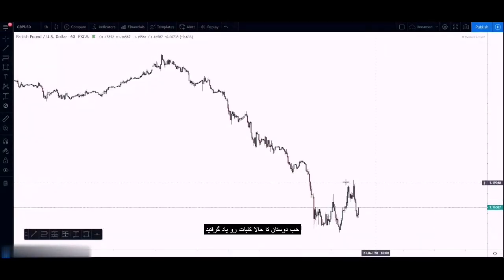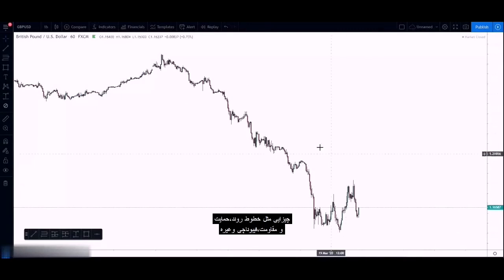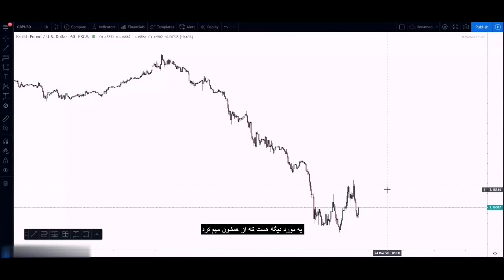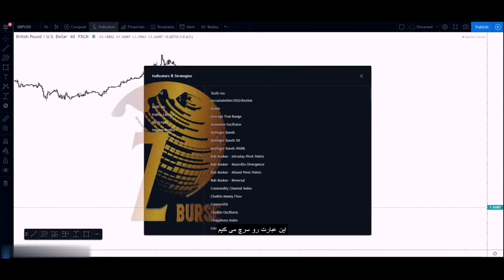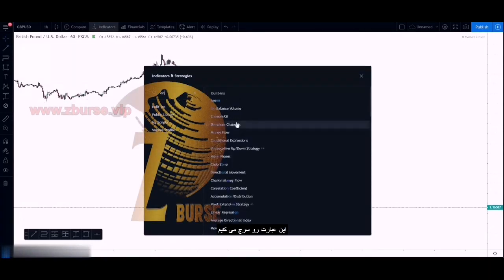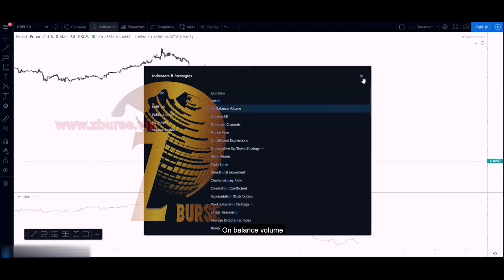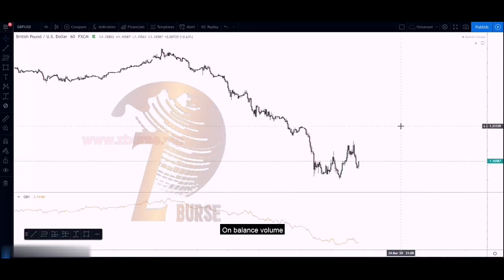Okay guys, so now that you know pretty much what we're looking for when it comes to trend lines, support and resistance, the Fibonacci, the channels, all that, there's one more thing, and this is going to be the most important thing of all, and I mean of all, so pay attention to this section, okay? You're going to go to indicators, and you're going to search up on balance volume. On balance volume. Boom.